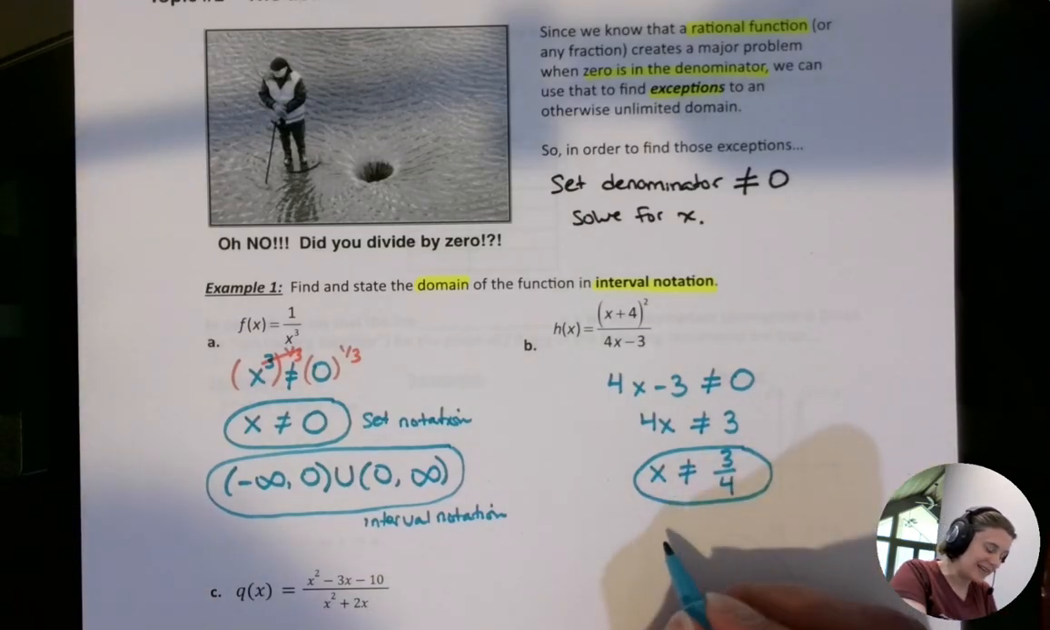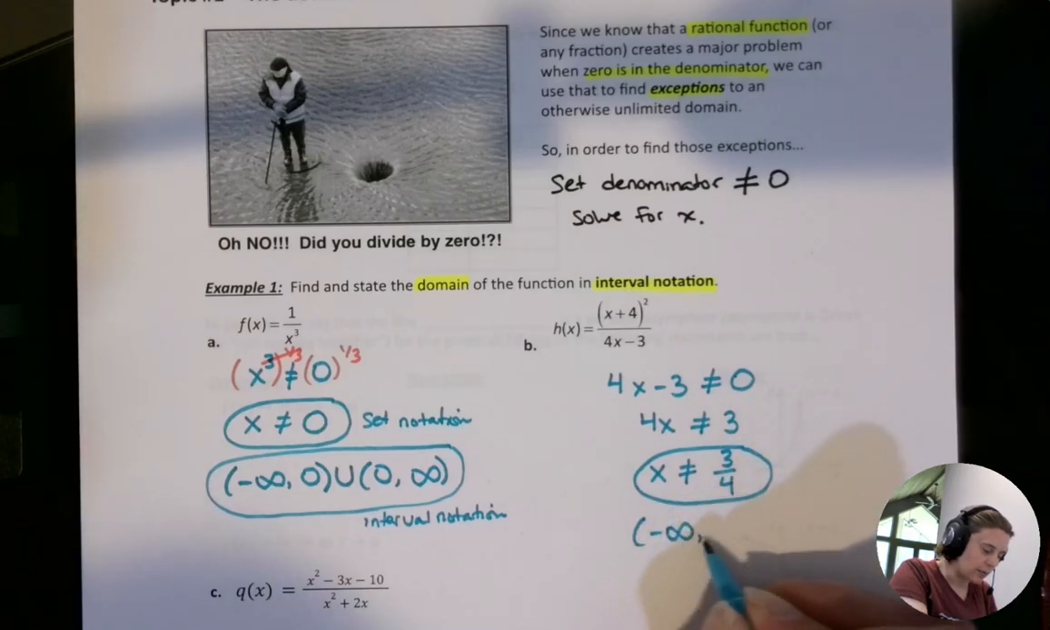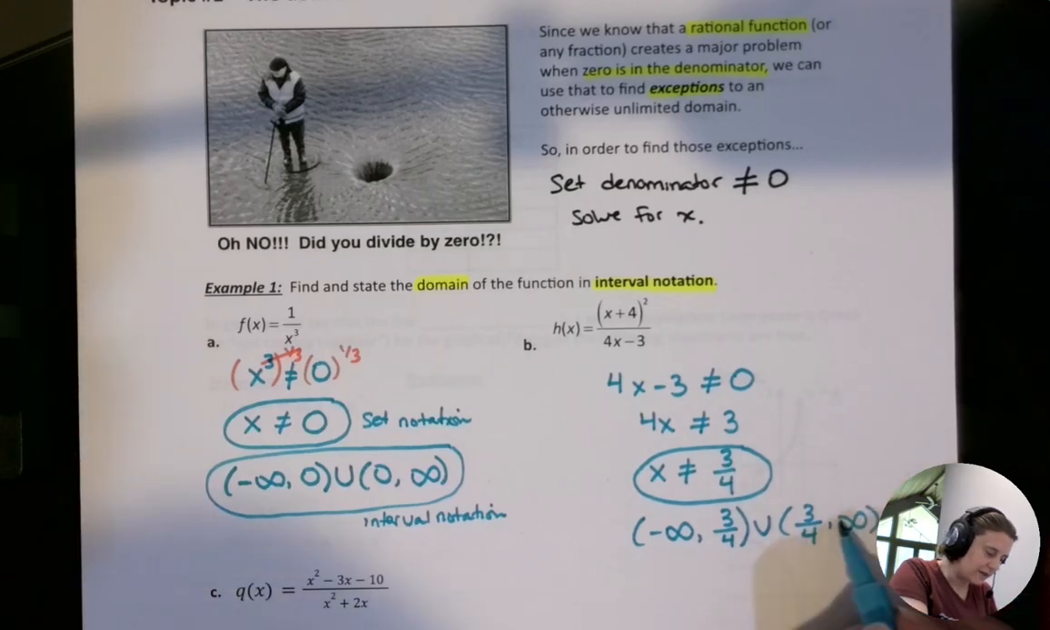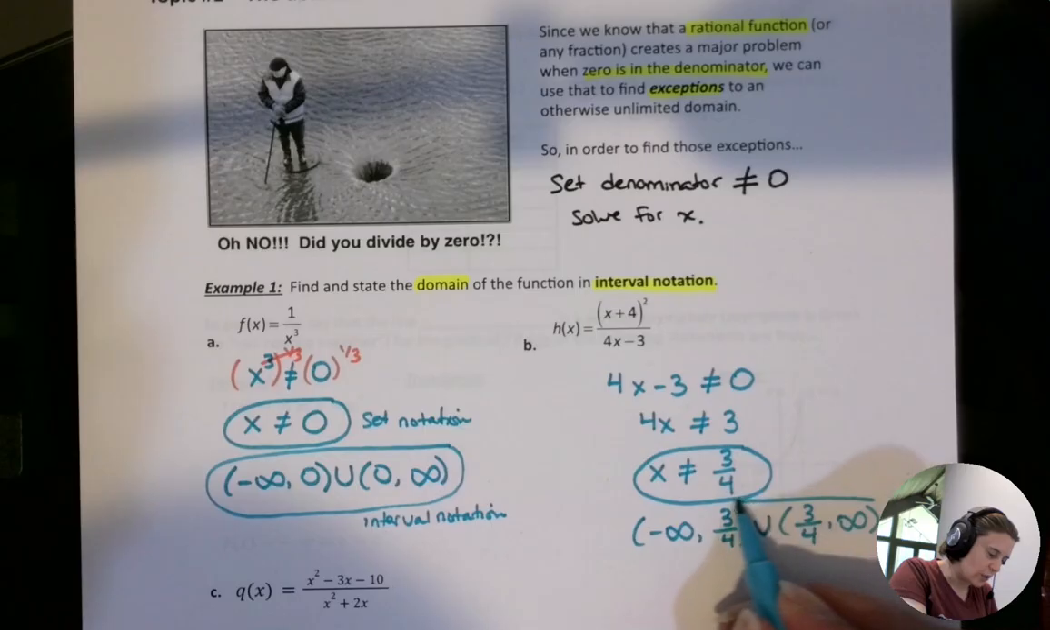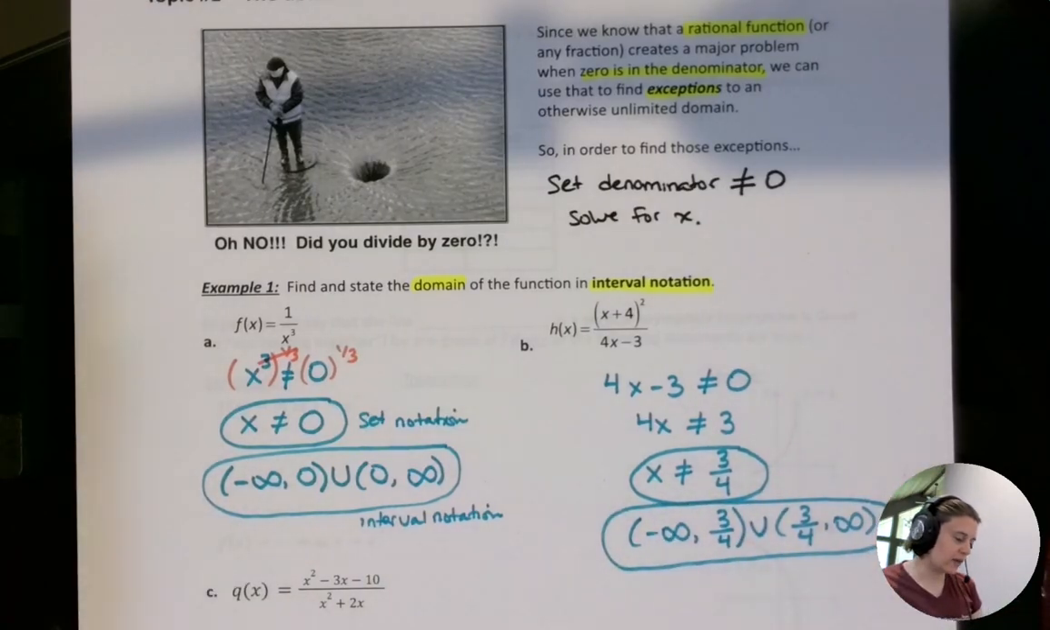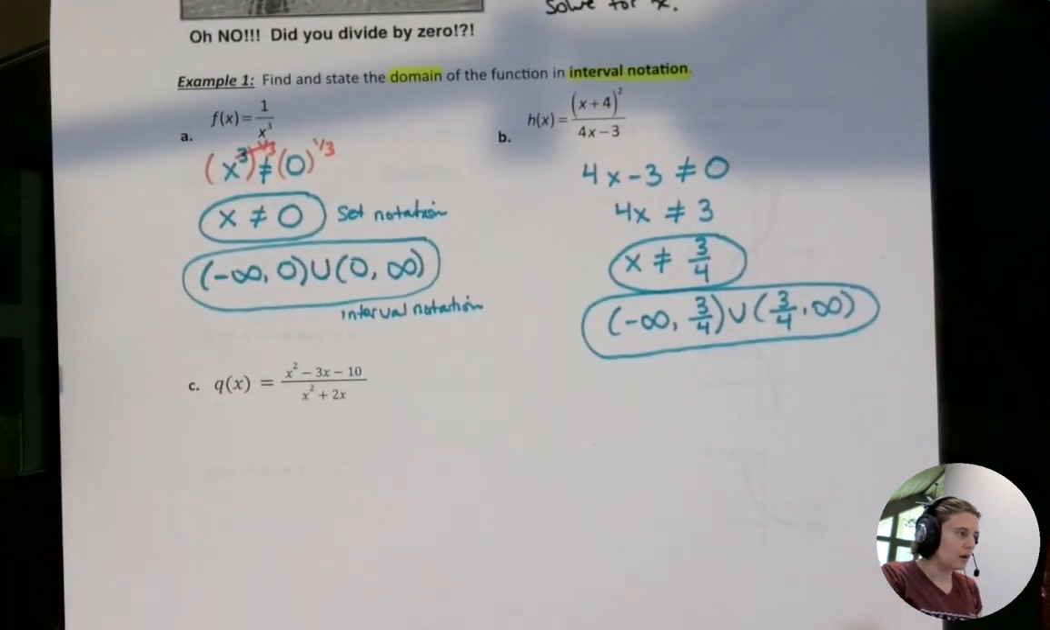If I want to express that same thing in interval notation, we're going to say we get to have all numbers up to but not including 3/4, and then continuing all numbers from but not including 3/4 up to infinity. So this would be just a way of expressing that same thing. X cannot be 3/4 in interval notation. Okay, let's take a look at the next one for part C.